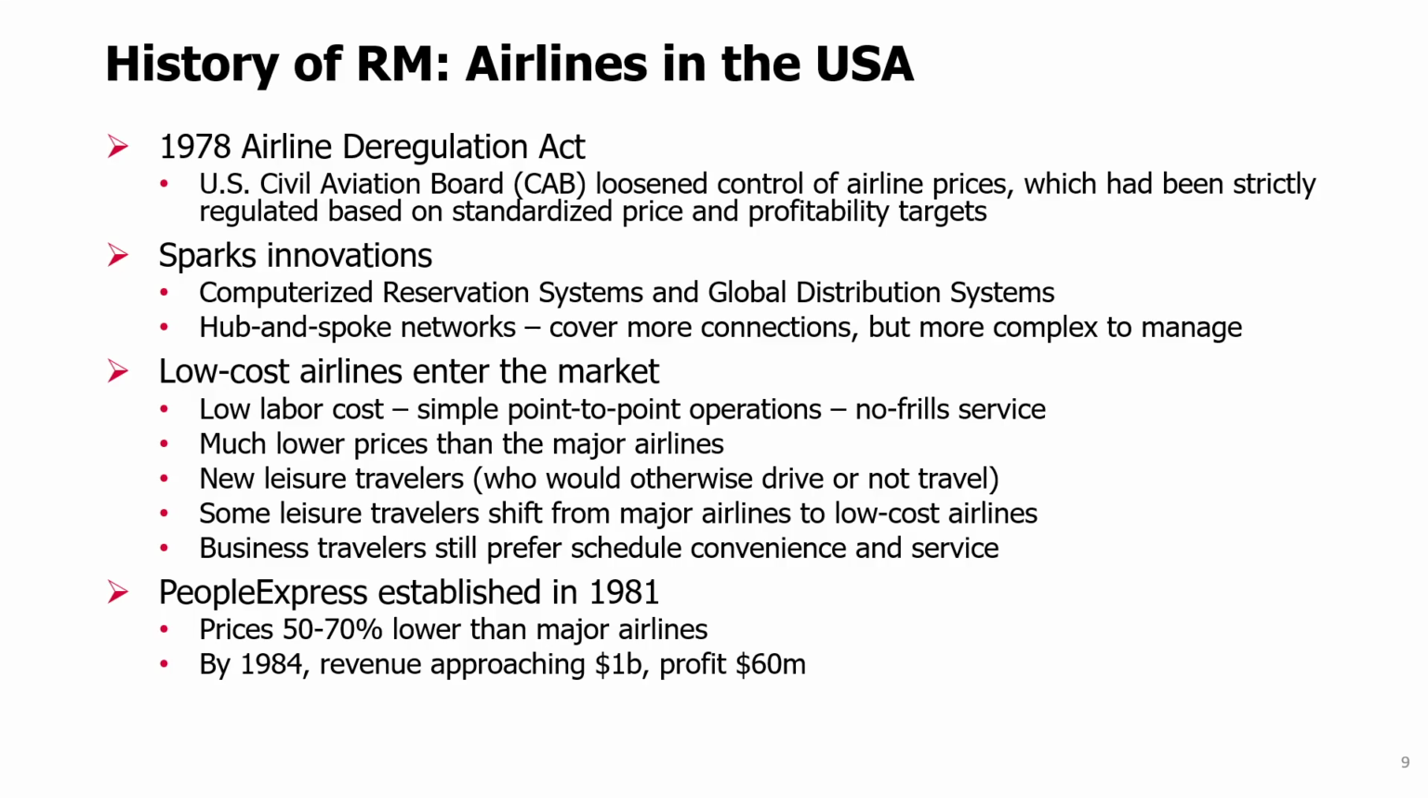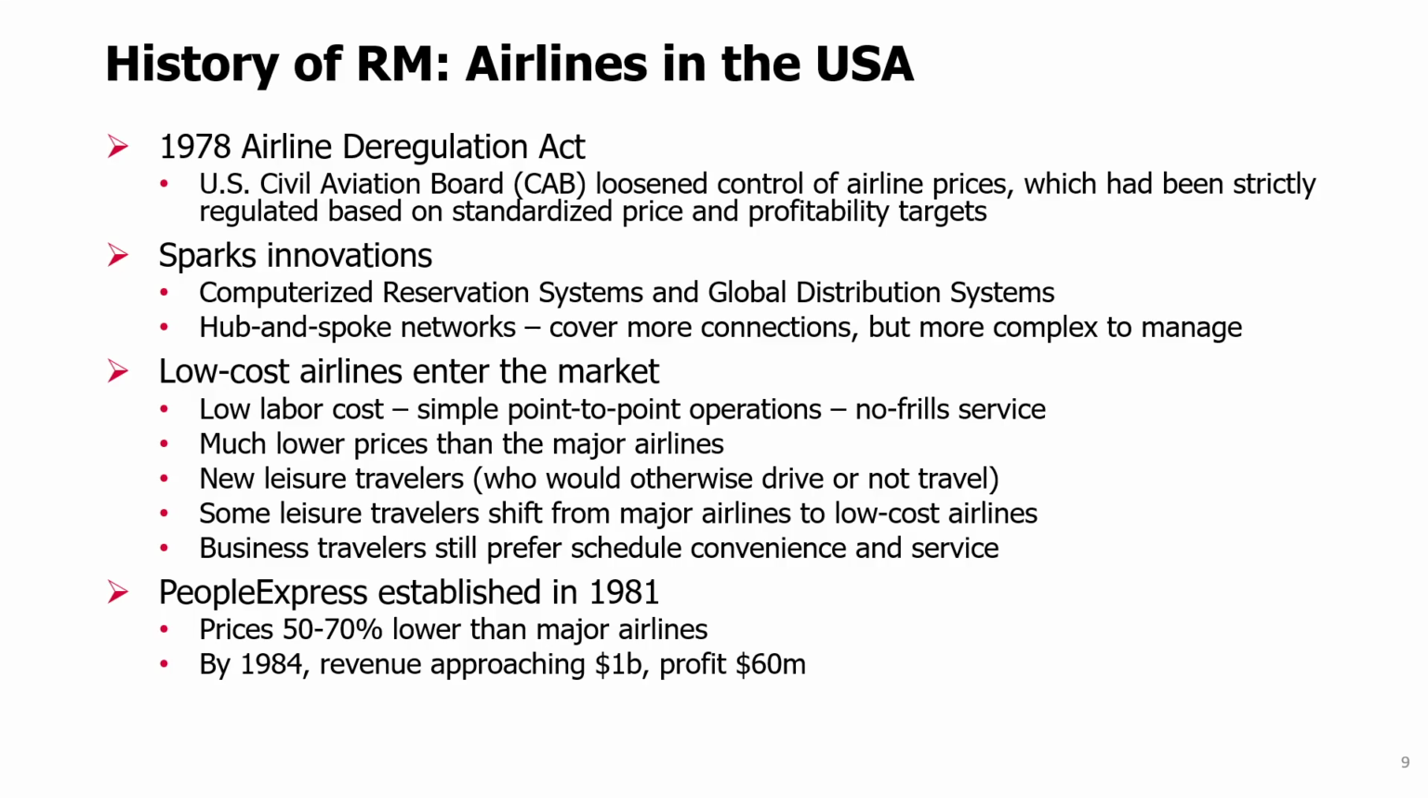It all started with the Deregulation Act in 1978, which loosened the control of airline prices that had previously been strictly regulated based on standardized price and profitability targets. And that sparked a lot of innovations, for example, in computerized reservation systems or global distribution systems for selling tickets through travel agents. Right? These were created. Also, the new idea of hub and spoke networks was created.